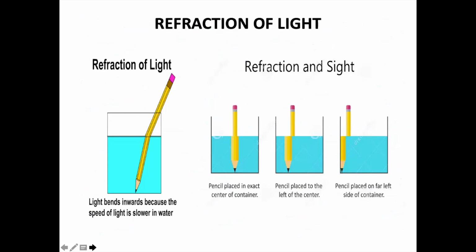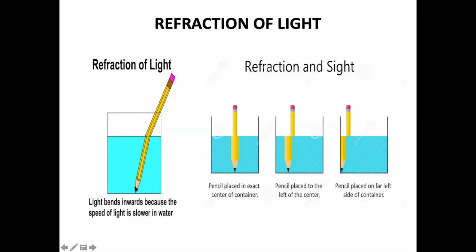Let us learn about refraction of light. Till now, we learned about the reflection of light, and we learned about the mirrors, the curved mirror, the plane mirrors. Now we will be learning about refraction of light. So refraction of light means when a ray of light is going from one medium to another medium. In reflection, the light was coming back in the same medium, but here the light is going from one transparent medium to another transparent medium.